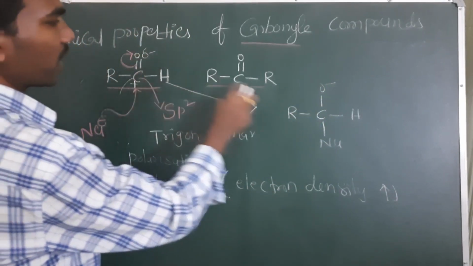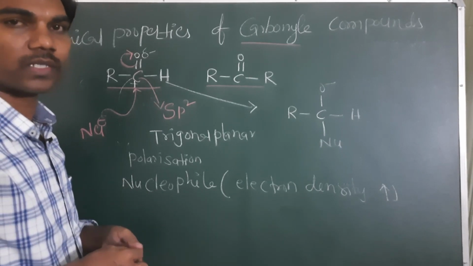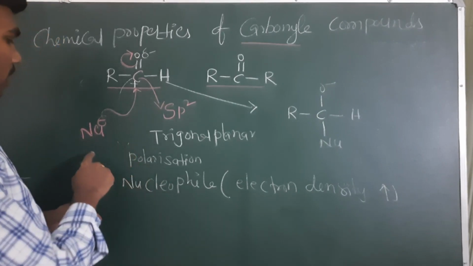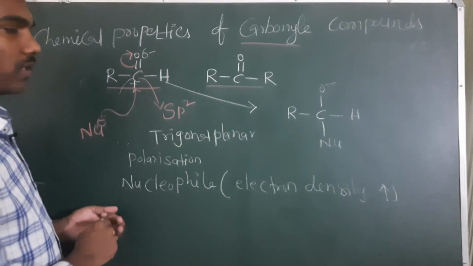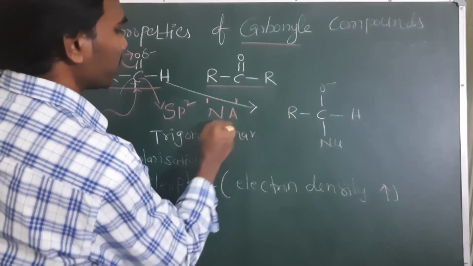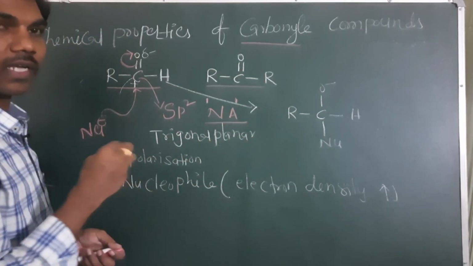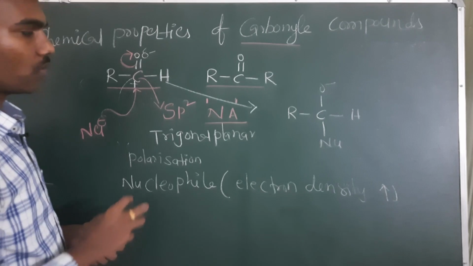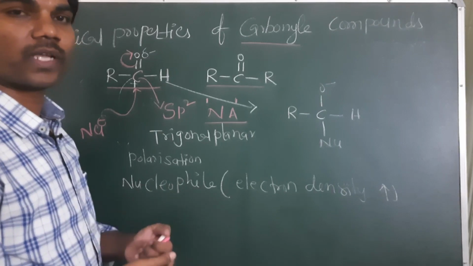Now this double bond will be converted to a single bond. In which type of reactions are double bonds converted to single bonds? In addition reactions. Now you see, we are adding a nucleophile, and this is an addition reaction. So this total reaction is called nucleophilic addition reaction. In short, we can represent nucleophilic addition reactions as NA. Based on this theory, we can conclude that carbonyl compounds will participate in nucleophilic addition reactions.